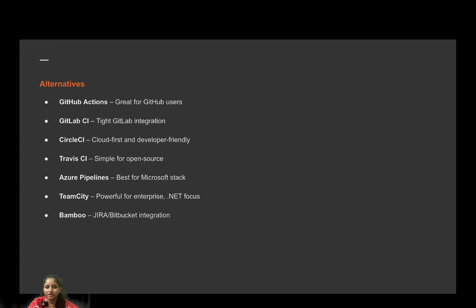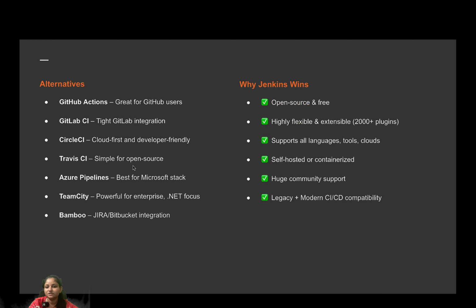Now, Jenkins is not alone in the market. There are many alternatives available. One is GitHub Actions, which is already a part of GitHub, and does the same job. Then GitLab CI, Circle CI, Travis CI, Azure Pipelines, Bamboo, and TeamCity. A few companies use these tools also, but Jenkins wins over all these tools.